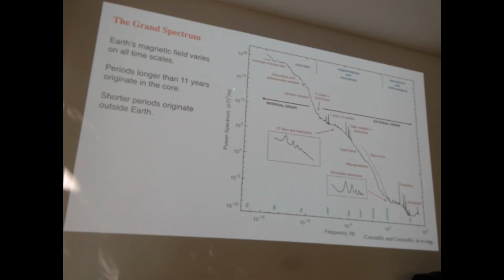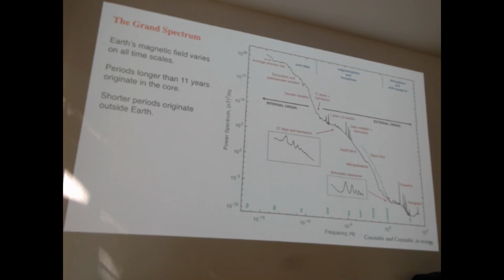So this is the power in the field measured in nanoteslas squared per hertz. And then this is frequency going from 10 to the minus 16 to 10 to the 5th hertz, which is a sort of difficult span. So this is billions of years, millions of years, thousands of years, 1 year, 1 day, 1 hour, 1 minute, 1 second, and 1 millisecond.